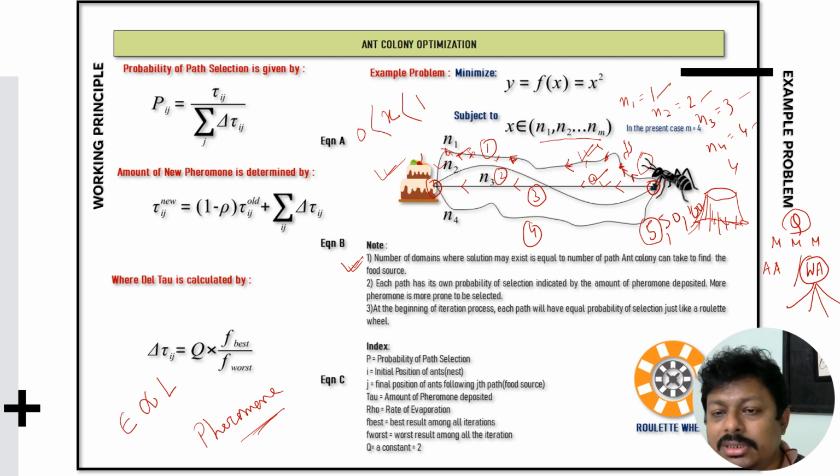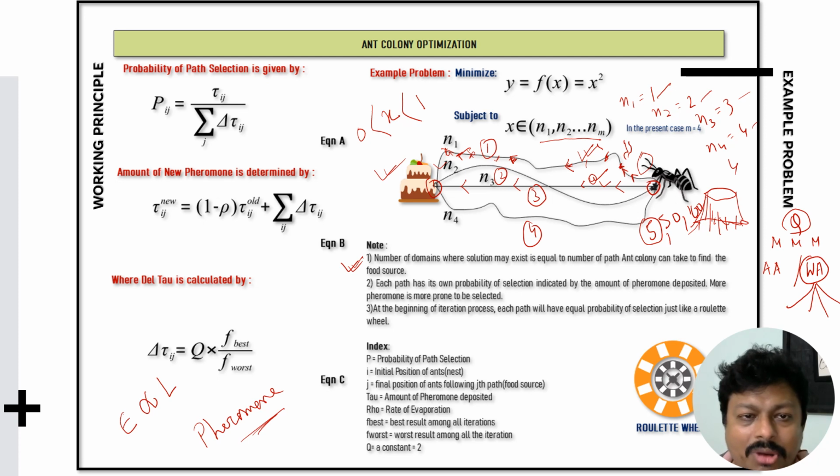So what I mean is, there are 4 discrete domains for this problem, so we have 4 different paths through which the ant can get a solution. Now our job is to select the best or shortest possible path for the ant to get the food. And this can be detected with the help of 3 formulas.